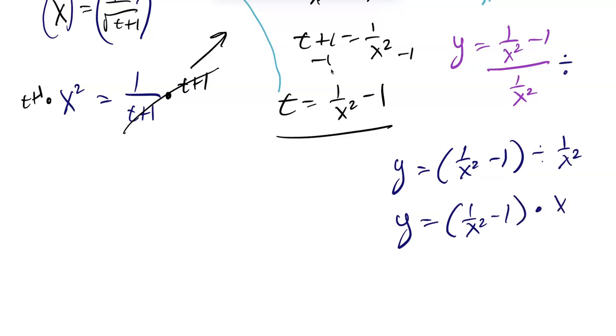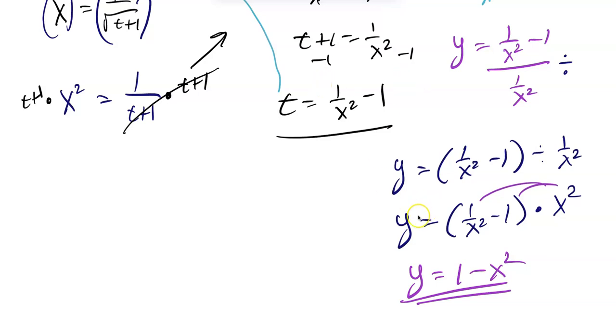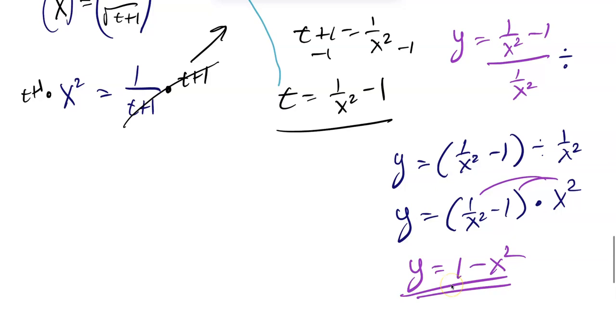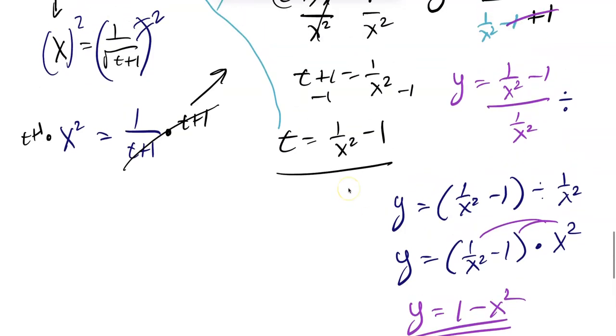times the reciprocal of that, which is x squared. And then we distribute x squared to cancel out. We get y equals 1 minus x squared. So that's the same graph with the parameter eliminated. So graphing this is the same thing as graphing that in rectangular, just without the motion. So that's how you eliminate a parameter, right?